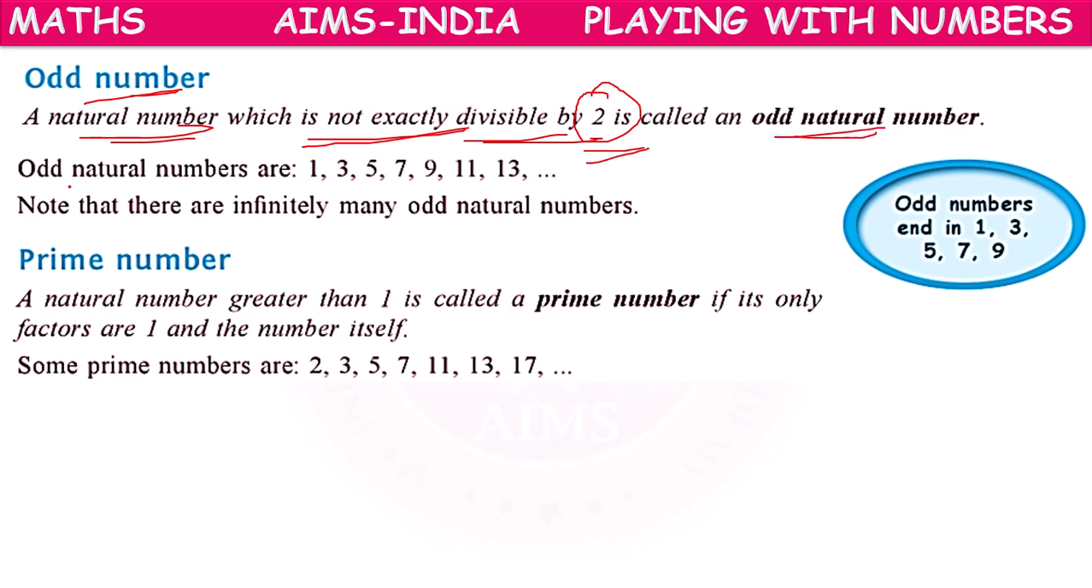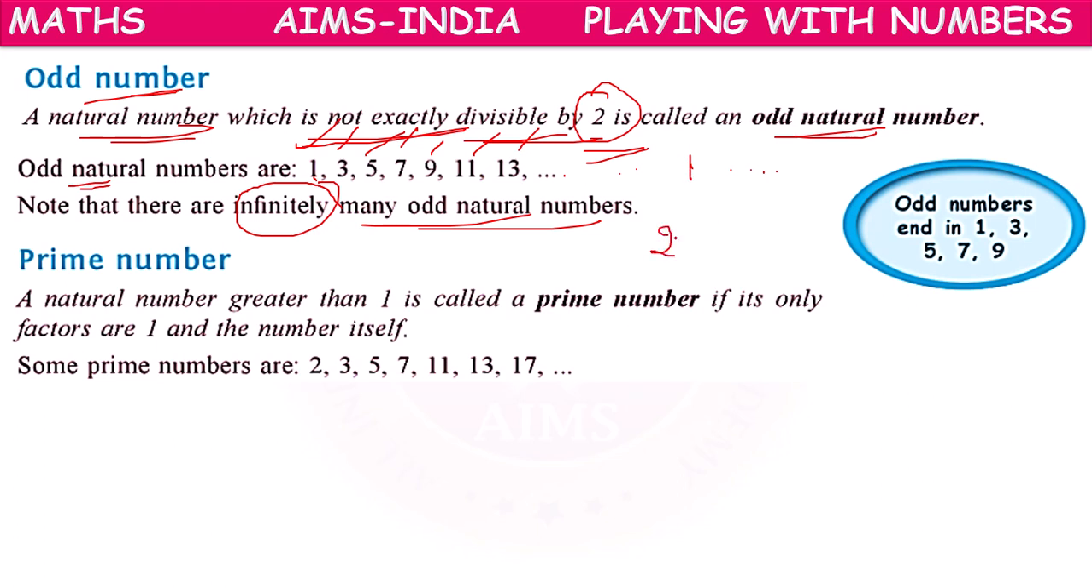So odd natural numbers start from 1, 3, 5, 7, 9, 11, 13 and so on up to infinity. So there are infinitely many odd natural numbers. The least odd number is 1. The highest odd number does not exist because they will continue up to infinity.